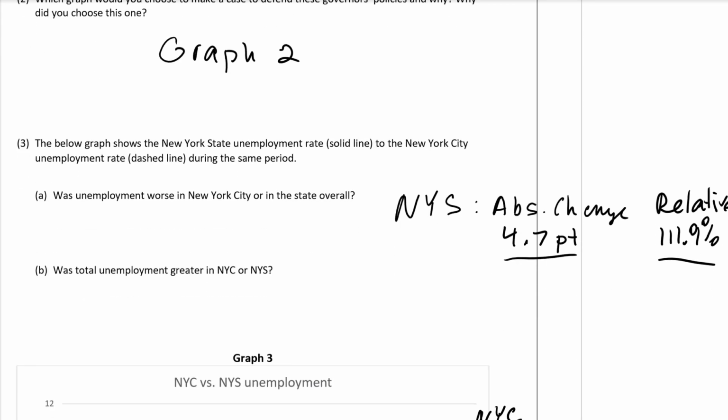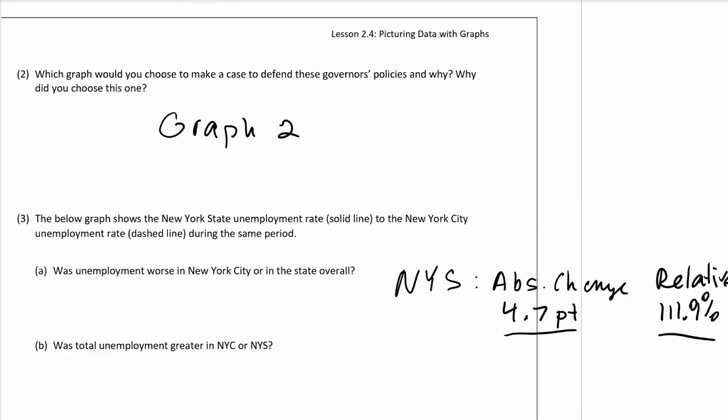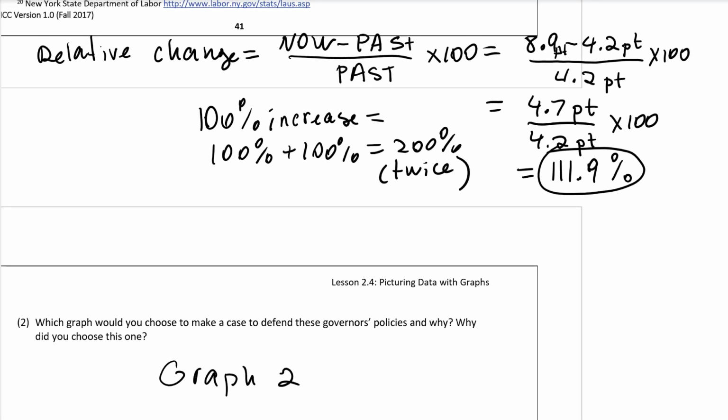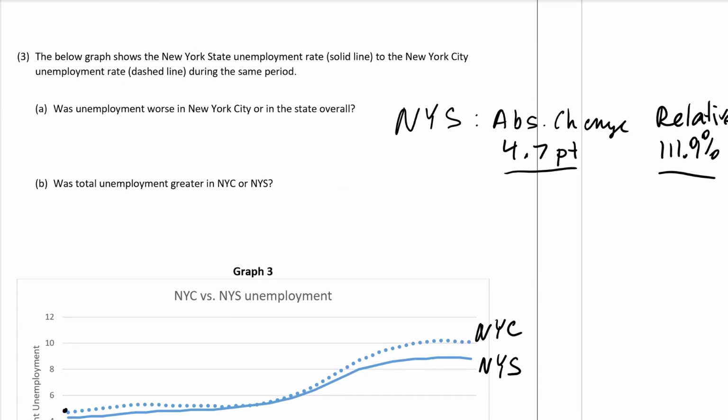If we look at the city, the city is going to be the dashed line. So the city went from maybe 4.5, a little higher than New York State. For New York State, I think we used 4.2, right? So for New York City, it was a little higher to begin with, so maybe 4.5.